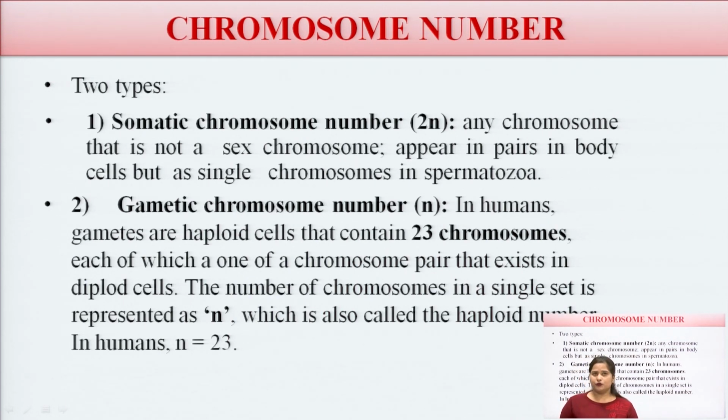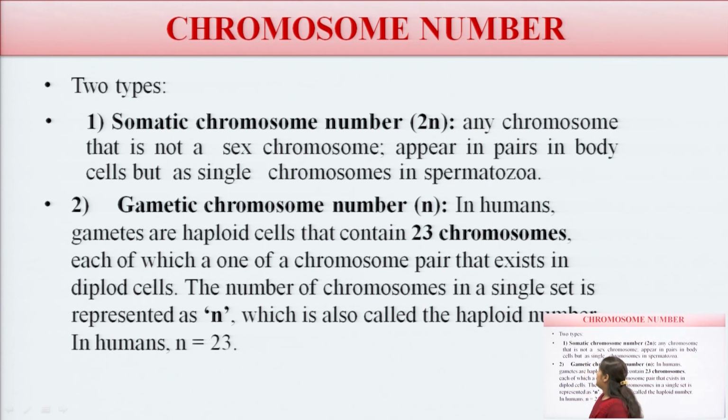Now, chromosome numbers. As I discussed earlier, there are different numbers: single is haploid, double is diploid. There are 46 chromosomes present in pairs, that is, 23 pairs of chromosomes. It is of two types. First is the somatic chromosome number, 2n: any chromosome that is not a sex chromosome appears in pairs in the body, but as a single chromosome in spermatozoa.